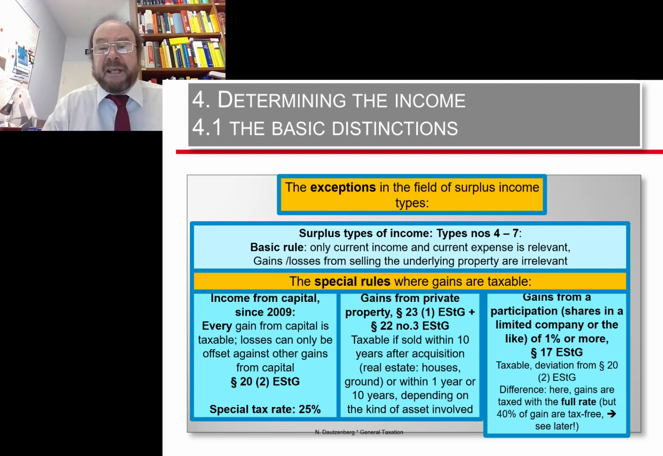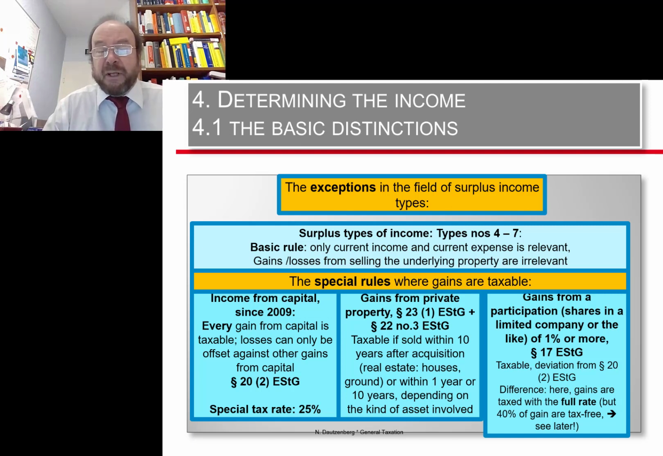When you sell capital investments, even if they are private, since 2009, every gain from private capital is taxable. That's in section 20, or paragraph 20, section 2, ESDG. You remember that was a special rate of 25%. Gains from private property are taxed under section 22 number, and now there's a mistake on the slide, number 2 ESDG, in combination with an explanation what it means.